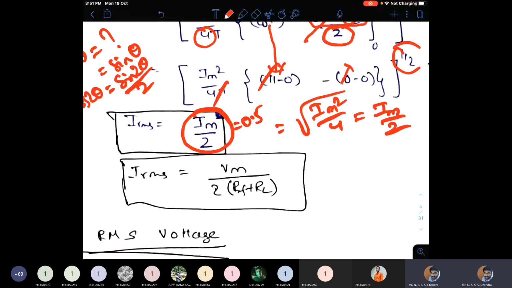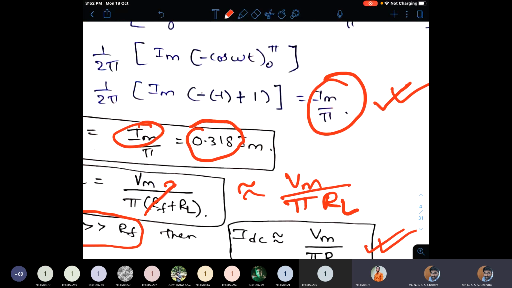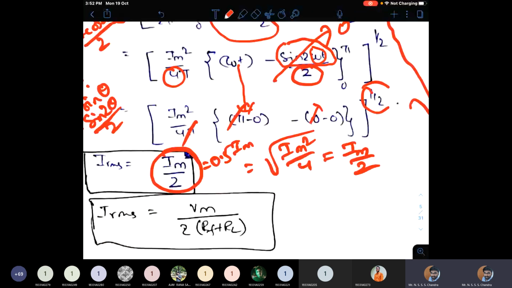So it is 0.5 Im. Now tell me which value is higher. RMS value is higher or your DC value is higher? Average value is higher in a half wave rectifier? Let me check. What's the average value I got? It is 0.318 Im. So 0.3 is higher or 0.5 is higher? Which value is higher? 0.5, sir. Yes. So your RMS value is higher.